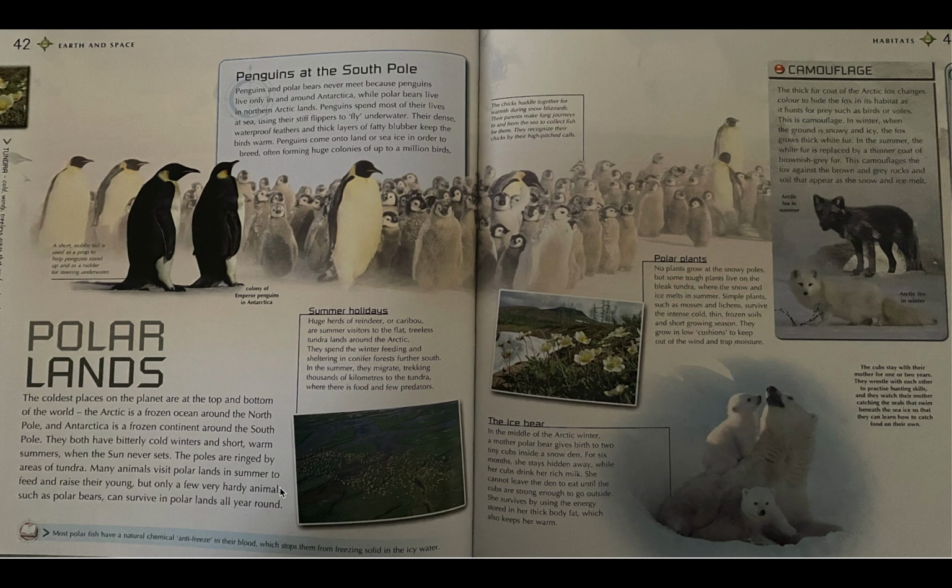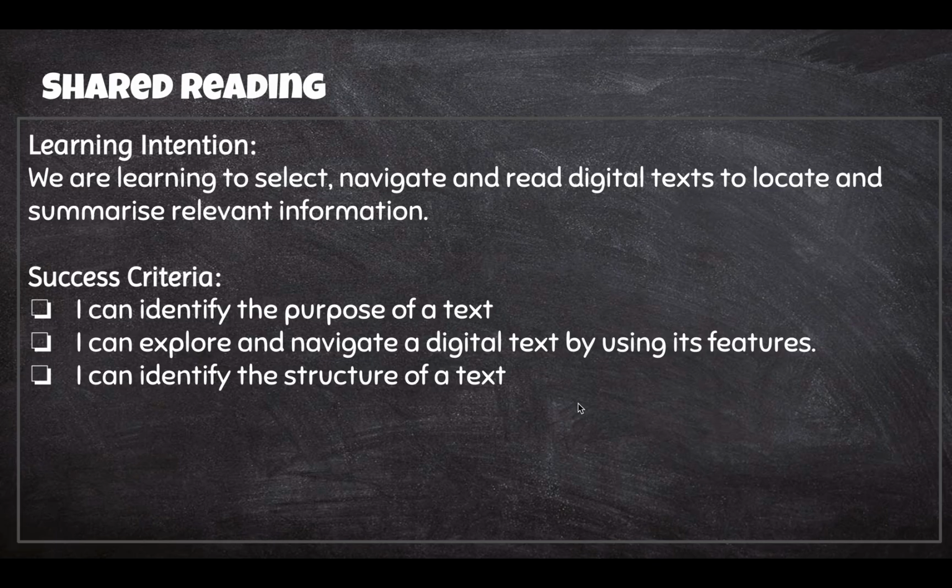And as I can see, it's going to give me some more information about what happens in summer in the tundra, and it's going to give me some information about the ice bear, which is what I'm imagining is the polar bear, with a caption that connects with it. I'm going to stop there now because we have been able to identify the structure of this text.